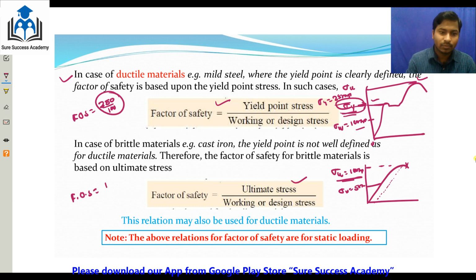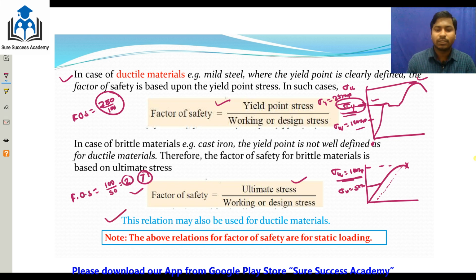Here what is coming? 100 MPa divided by 50. So how much is coming? 2. So factor of safety is always greater than 1. You remember that. It comes in exams, they ask what is the factor of safety. Factor of safety is always greater than 1 because you are taking the largest stress relative to the working stress. Okay.